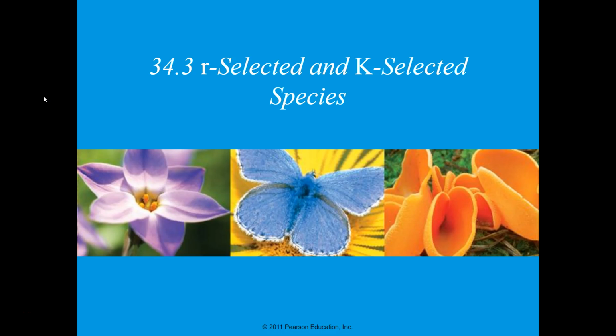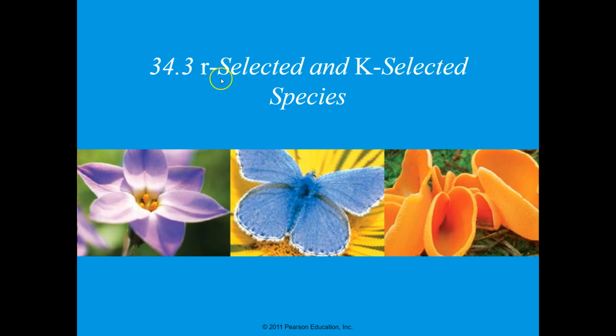All right, so in this next lecture, we're going to be talking about R-selected and K-selected species, and what that means in terms of survivorship and reproductive strategies. So remember, R is going to be the rate of population growth, and K is going to be the carrying capacity of a particular population.